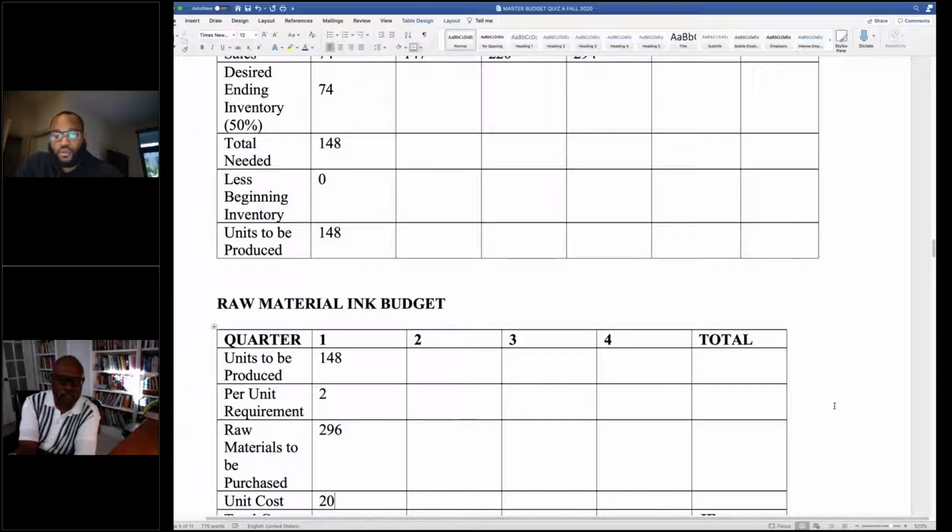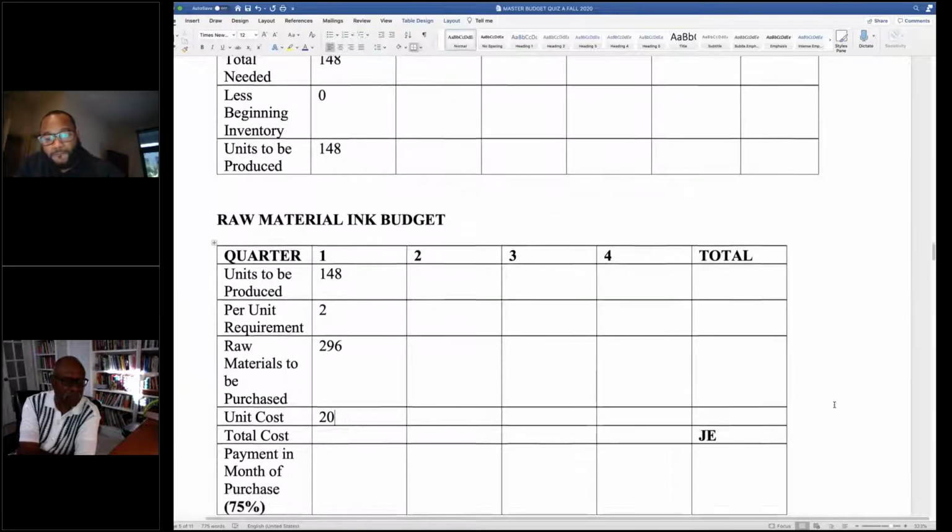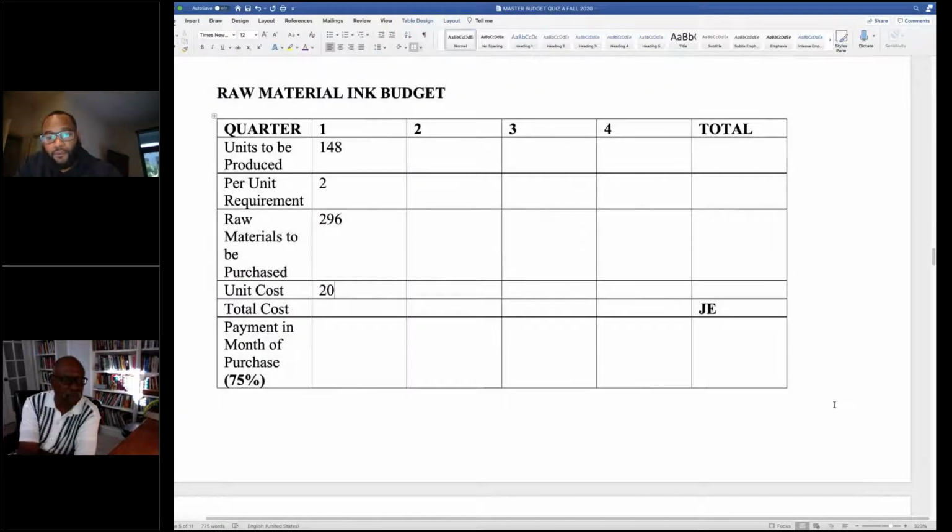So you've got 296 ink cartridges. They're gonna cost you $20. So what's your total cost? 5,920. Is that 5,000? No, 5,920. 296 times 20, right? Okay, I guess it is. 296 times 20 is 5,920.